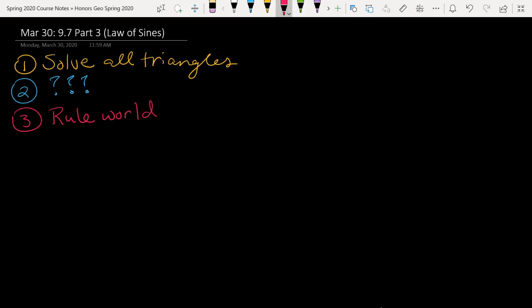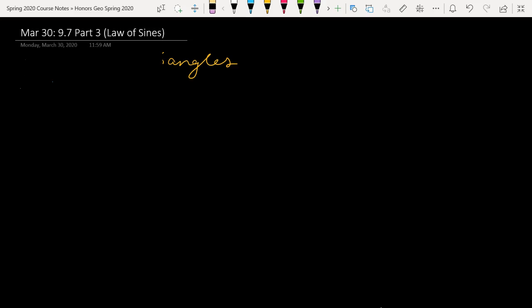So this is my plan. If we can learn to solve all triangles, I'm not sure what the second step's going to be, but I'm pretty sure the third step will be rule the world. In any case, it would be fantastic if we had the ability to solve all triangles.